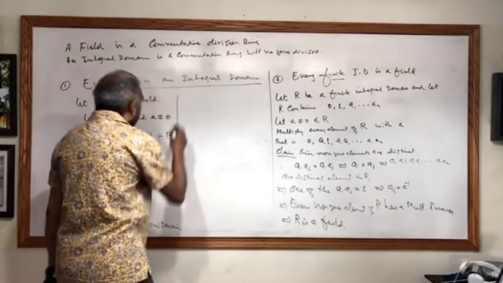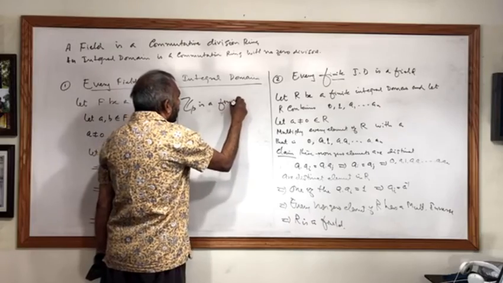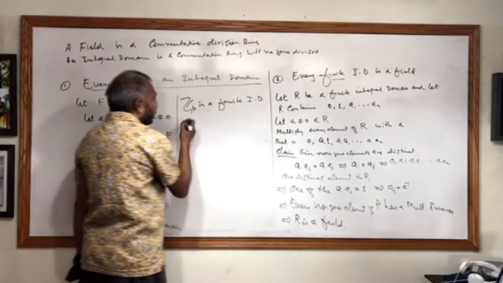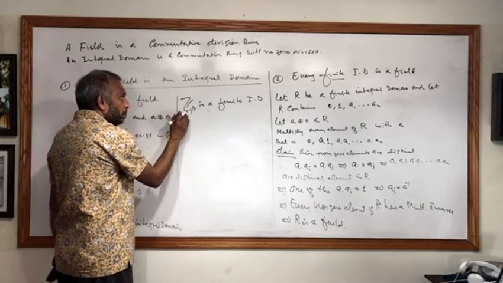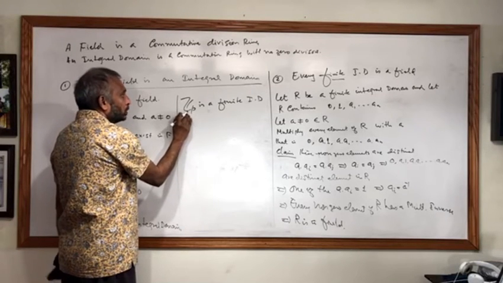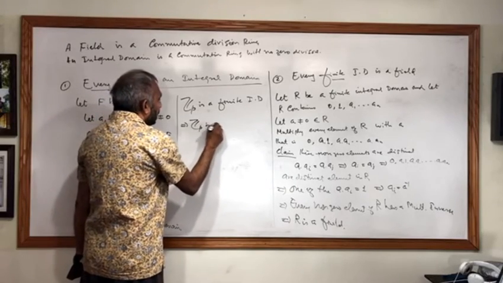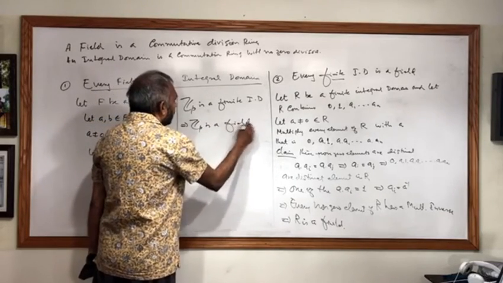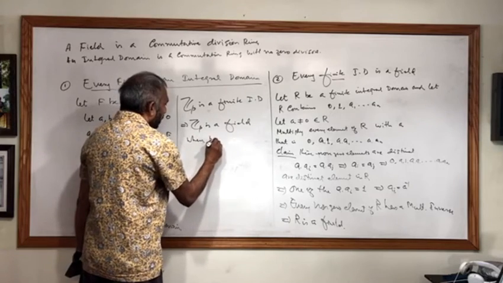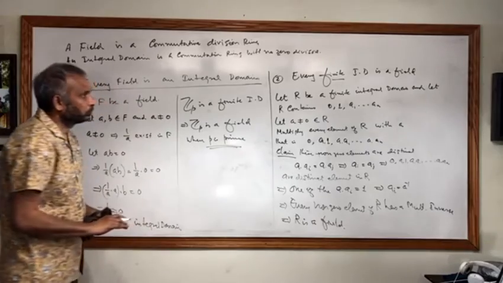Now we know that Zp is a finite integral domain. That is because every element of Zp is prime to p, so there are no zero divisors, and that implies Zp is a field when p is prime.